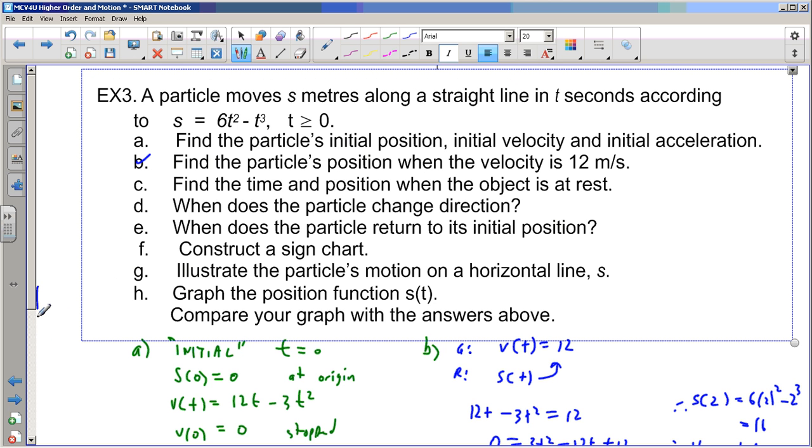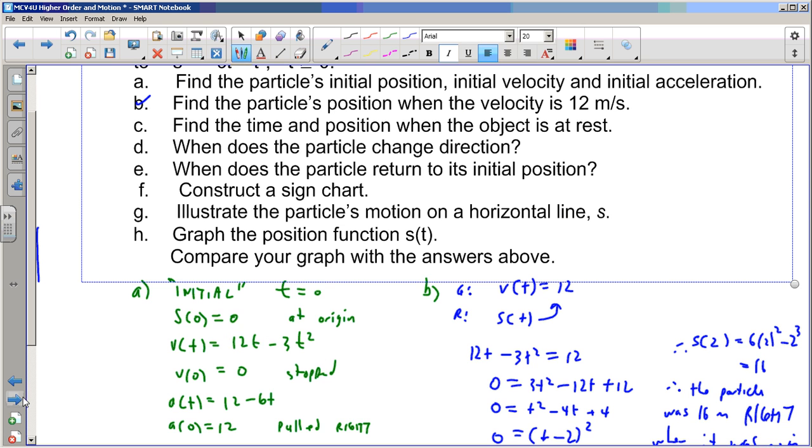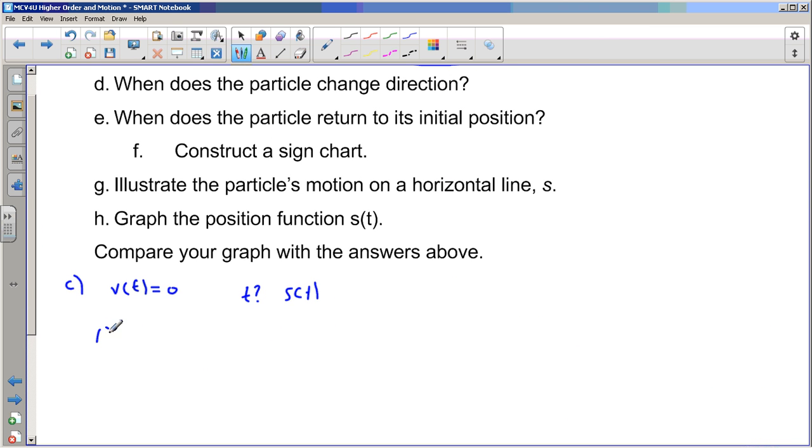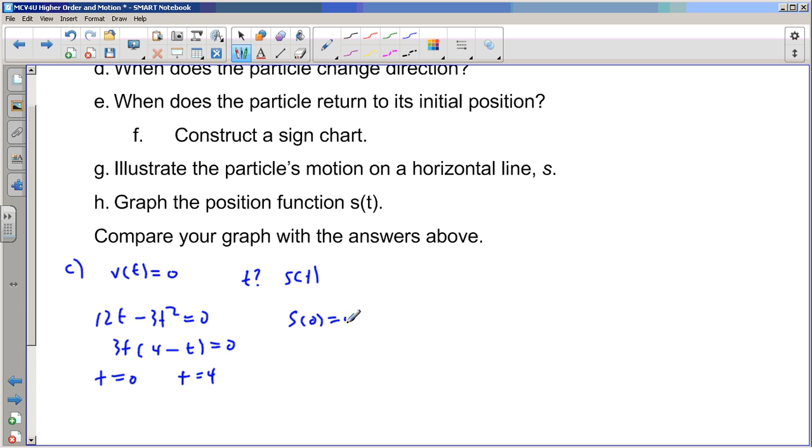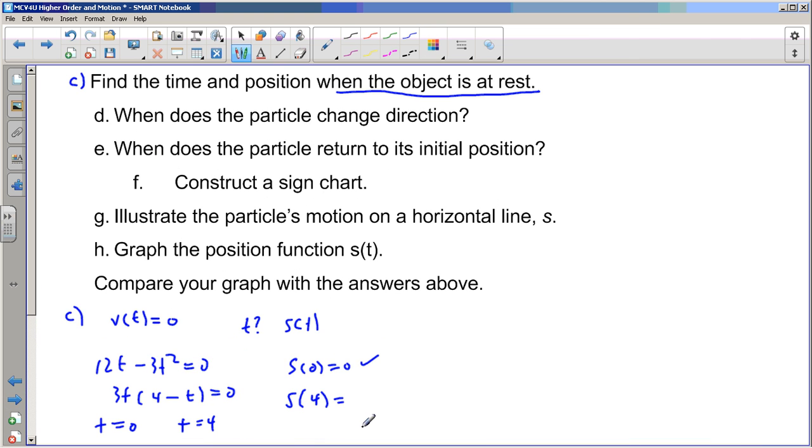Well, what was my velocity function? My velocity function was 12t minus 3t squared. So I got to find out when that's 0. 12t minus 3t squared equals 0. Factor out a 3t, and then I get 4 minus t equals 0. t equals 0, and t equals 4. So that's my time, and I got two different values then. S at 0, remember, was just 0. We had that one. And S at 4, well, little calculation there. Where was the function? 6 times 4 squared minus 4 cubed is, bing, bing, bing on the calculator.